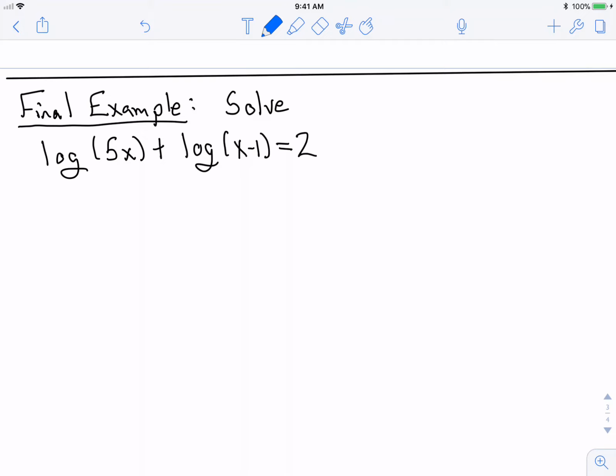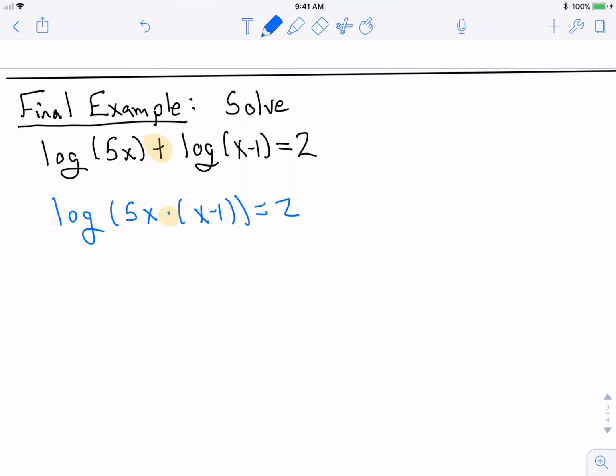Now remember that in order to use our inverse property, or one-to-one property, we need to condense the left-hand side to be one logarithm. So we take the plus on the outside, and we condense this down to be multiplication on the inside. So this becomes log of 5x times x minus 1 is equal to 2. The addition on the outside became multiplication on the inside.